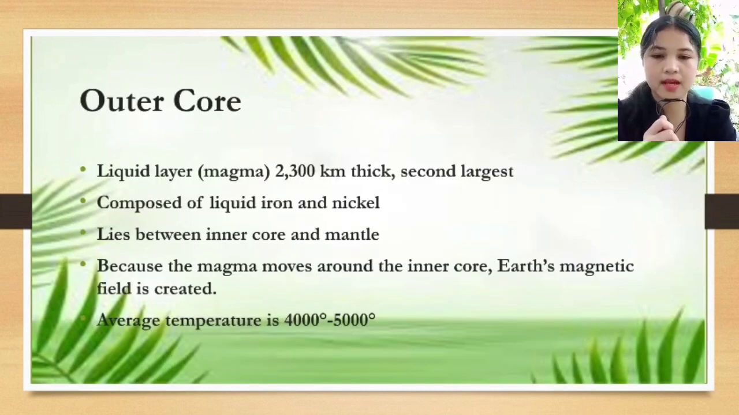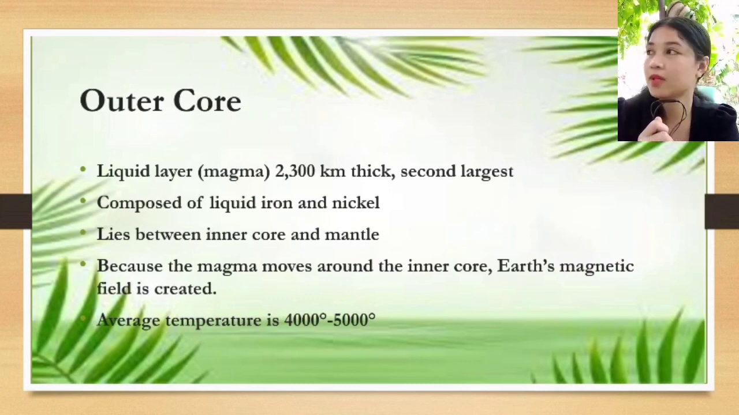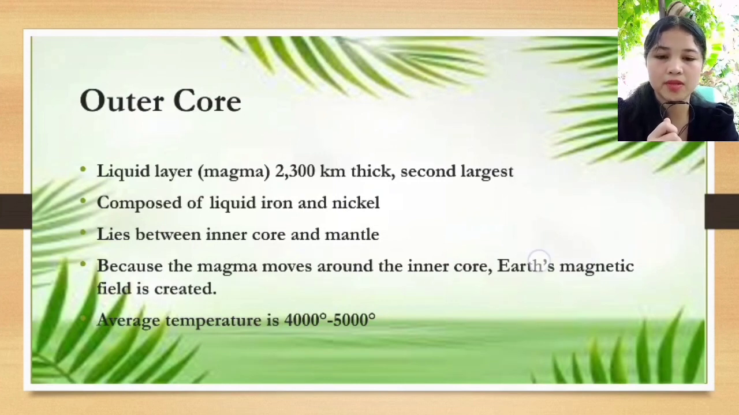And the next one is the outer core. The outer core is a liquid layer, magma, 2,300 kilometers thick and second largest. It is composed of liquid iron and nickel. It lies between the inner core and the mantle. Because the magma moves around the inner core, Earth's magnetic field is created. The average temperature is 4,000 to 5,000 degrees.